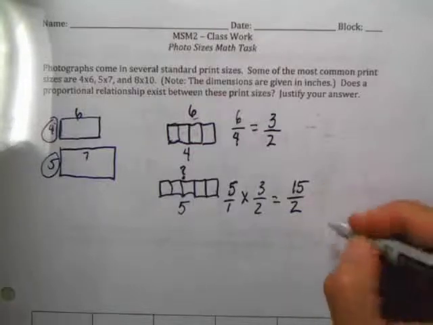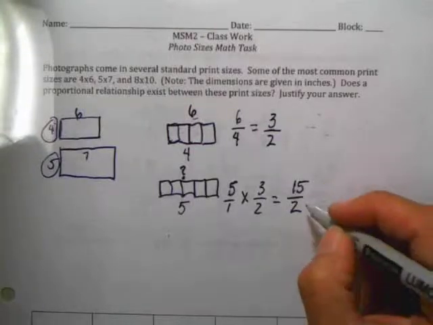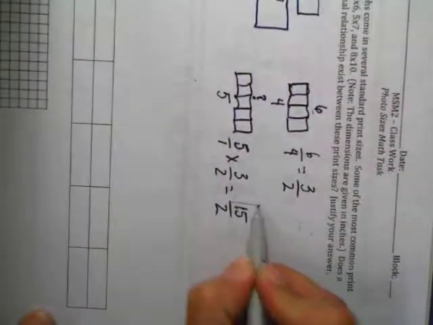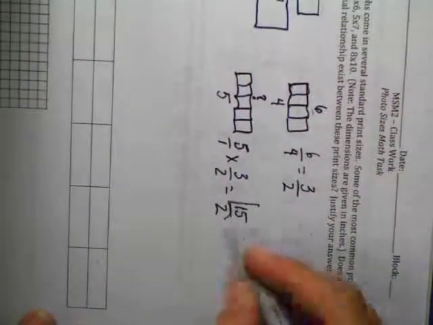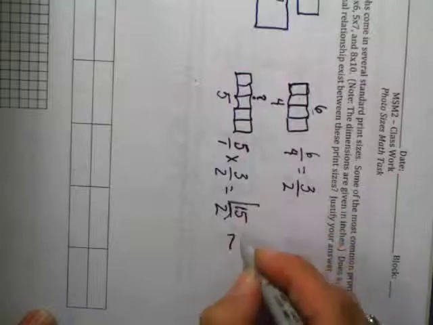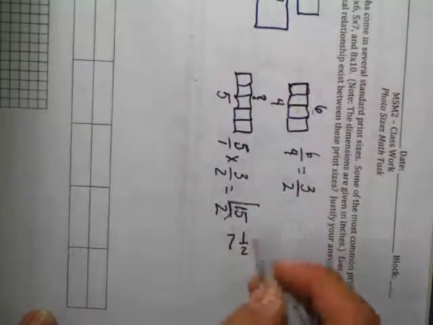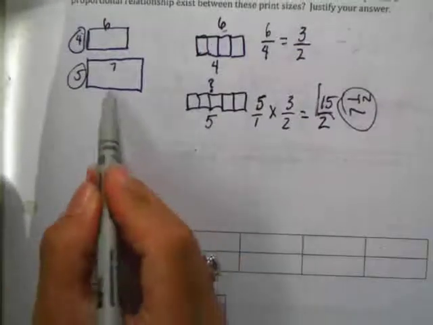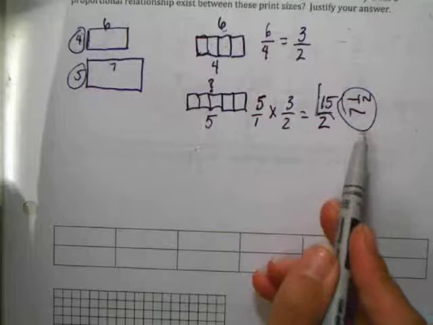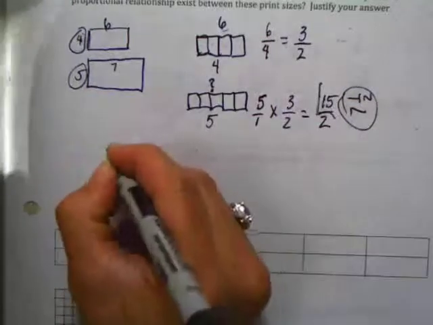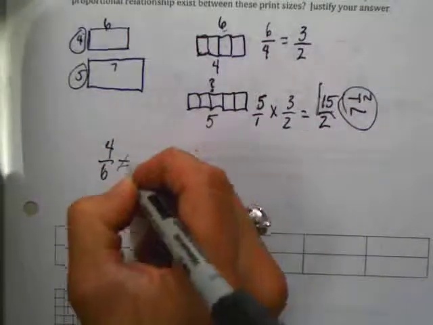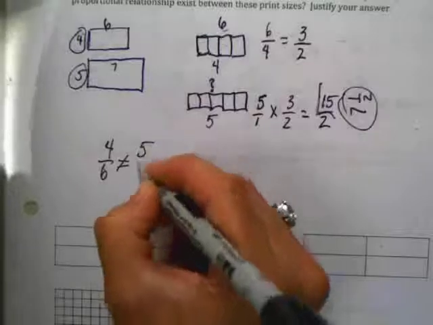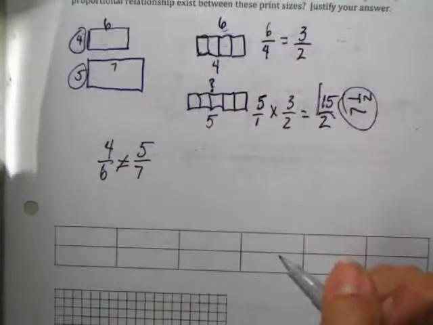Well, if I change this back into a mixed number, let's turn this on its side and do the division. Ta-da! We're going to come up with 7 and 1 left over, so it's going to be 7 1/2. Whoa, wait a second. They told us that the proportional photograph was 5 by 7, not 5 by 7 1/2. So therefore, a 4 by 6 photo is not proportional to a 5 by 7 photo.